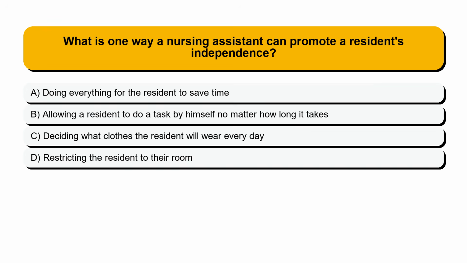Question 30. What is one way a nursing assistant can promote a resident's independence? Option A. Doing everything for the resident to save time.